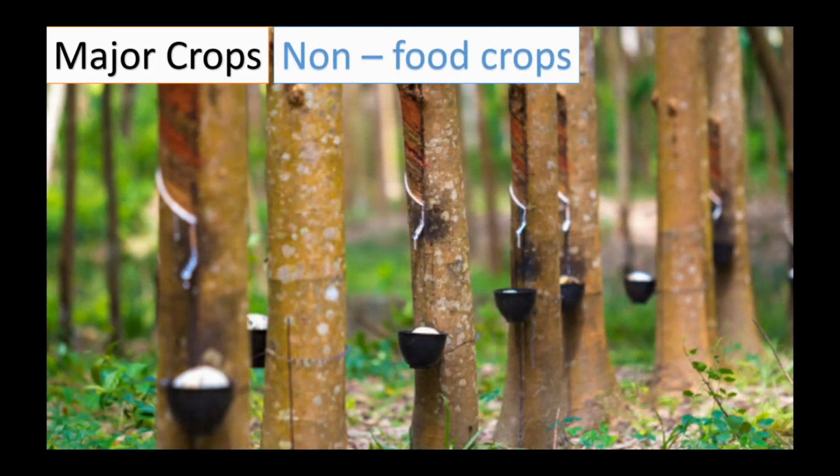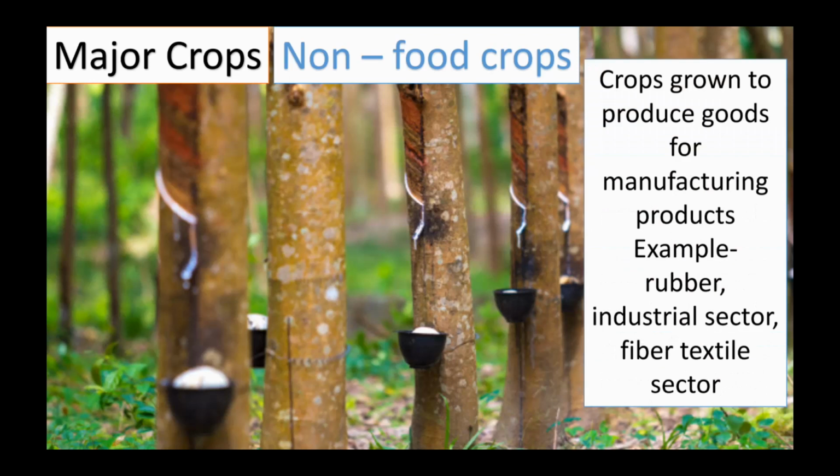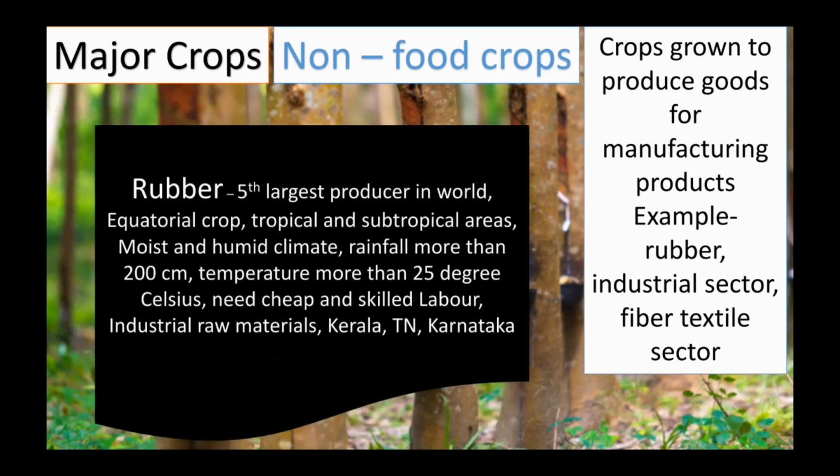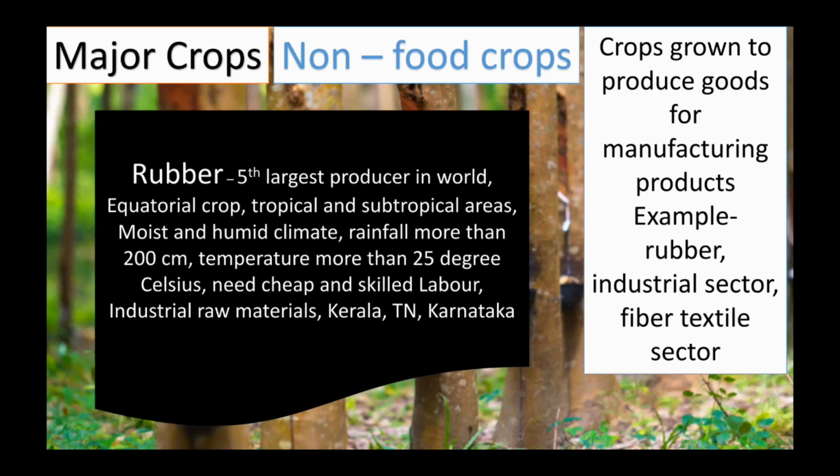Now comes non-food crops. What are non-food crops? They are not food crops. They are crops grown to produce goods for manufacturing products like rubber, raw materials for industrial sectors, and fiber for textile sectors. So these are the non-food crops. Among non-food crops, first we discussed rubber.